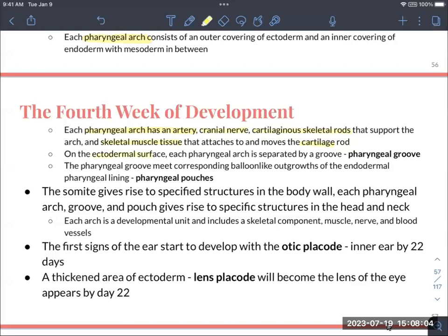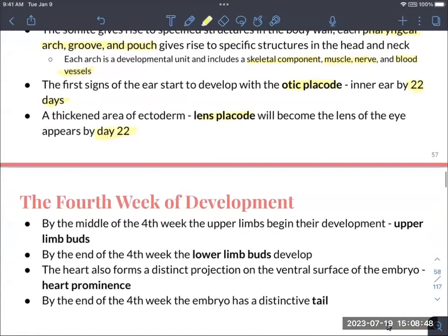So this ectodermal surface, these pharyngeal arches, is separated by this pharyngeal groove, which will differentiate into pharyngeal pouches. These are going to give us different structures, that pharyngeal arch, groove, and pouch. Each of these arches is going to have its skeletal component, the muscle, the nerve, and the blood vessels for that specific area. Those otic placodes from the ear start at day 22. Those lens placodes also start appearing by day 22.